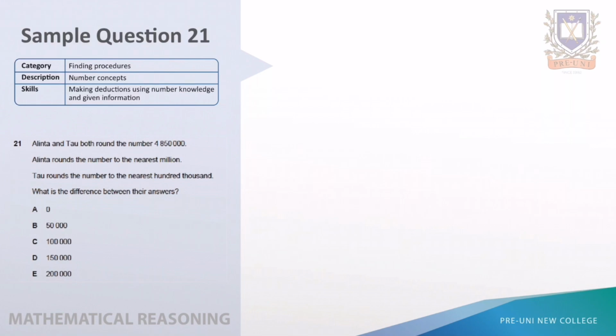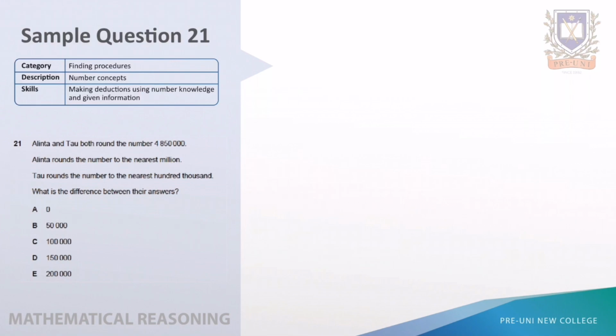In question 21, we have the category finding procedures, the description, number concepts, skills, making deductions using number knowledge and given information. So for question 21, Alinta and Tao both round the number 4,850,000. Alinta rounds the number to the nearest million. Tao rounds the number to the nearest 100,000. What is the difference between the answers?